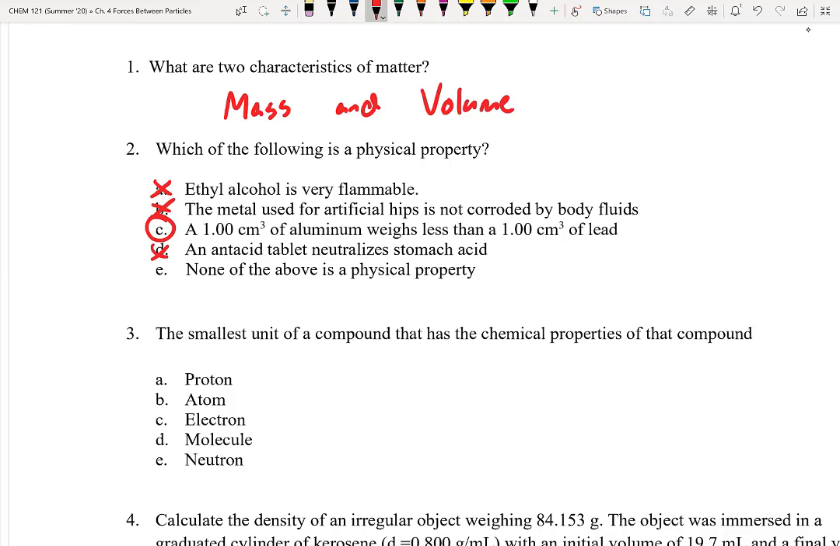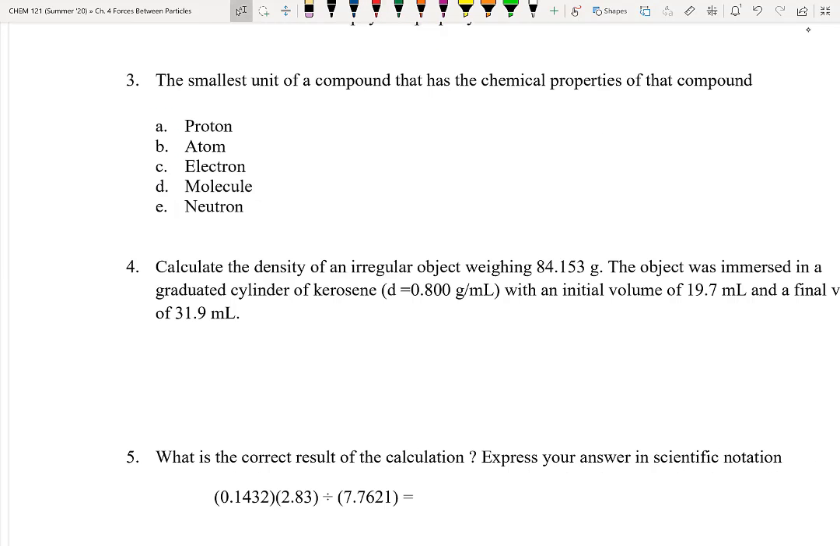All right. The smallest unit of a compound that has the chemical properties of that compound is what? So basically, what's the smallest thing we can chop it into without losing the nature of the substance? So let's imagine H2O, right? So H2O would be a good example of a compound we're all familiar with, right? What's the smallest thing we can chop it into and still have it behave like water, H2O? Would it be a proton, atom, electron, molecule, or neutron?